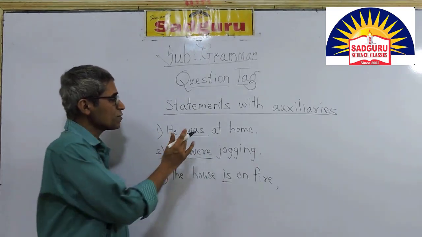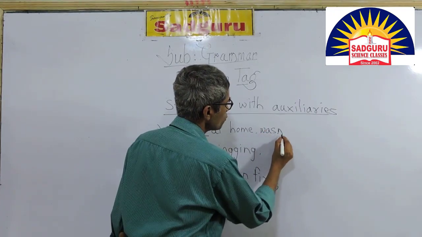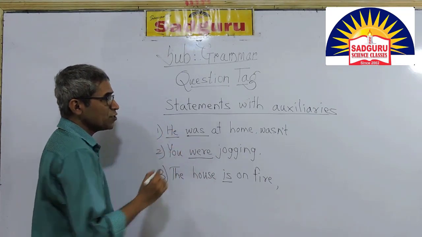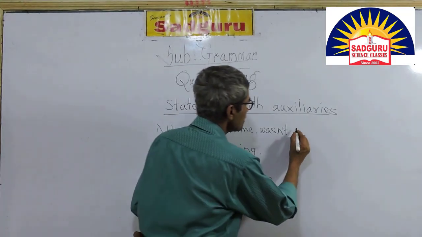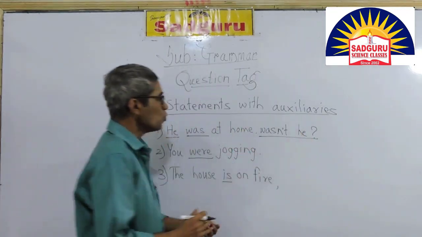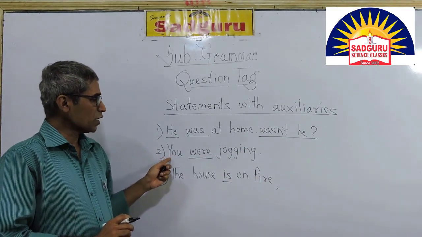So let's find the auxiliary: was. To make it negative, add NT and then take the subject. Subject is always a pronoun. So the subject here is he. And the question tag is wasn't he. Move to the next one.